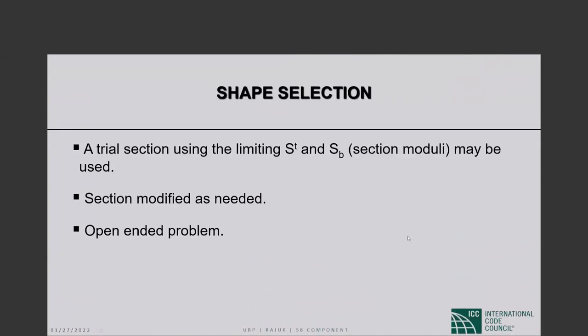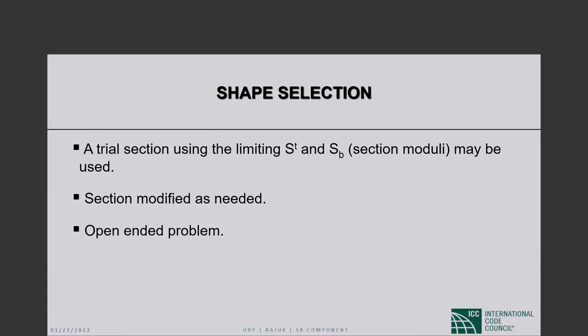So what we do is then we select the shape. When we select the shape based on the span depth ratio, which is done for buildings as well as bridges, okay? In the bridge, I will cover how to do preliminary design, how to select the shape for a bridge girder, and then how to economize the design. So we select a trial section. So you have to start somewhere, right? You cannot just start blankly. So a trial section means what's the shape, what's the size of that member?